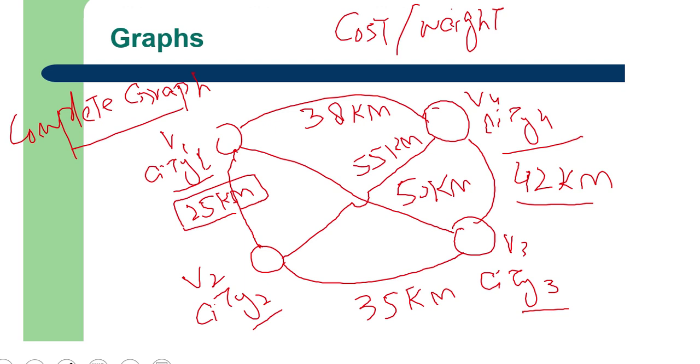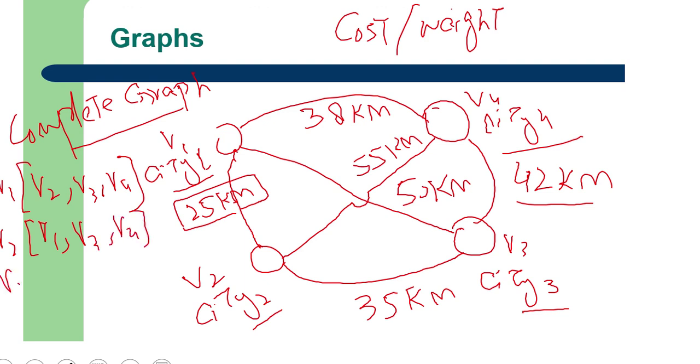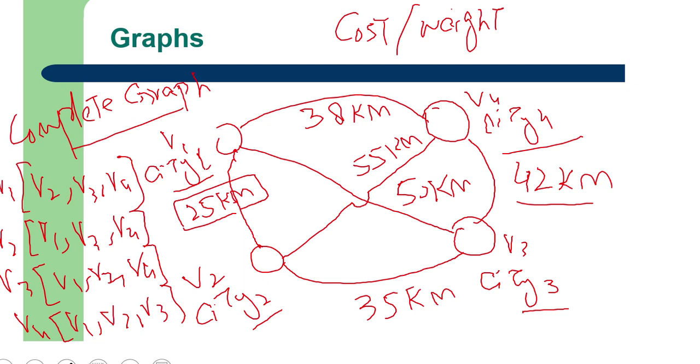For example, vertex V1 is connected with vertices V2, V3 and V4. Similarly, vertex V2 is connected with vertices V1, V3 and V4. Vertex V3 is connected with vertices V1, V2 and V4. And the last one, vertex V4, is connected with vertex V1, vertex V2 and vertex V3.